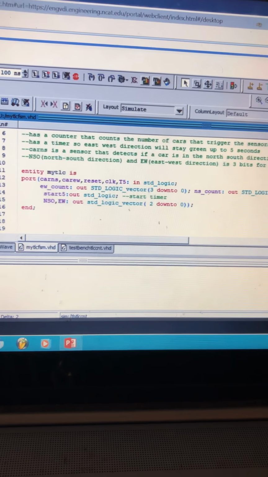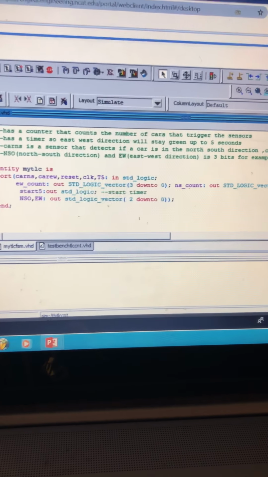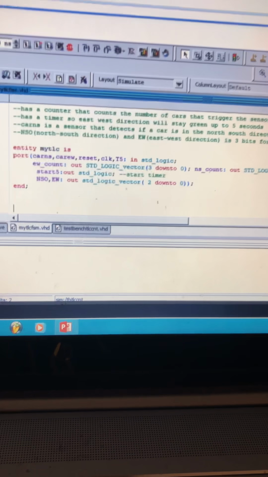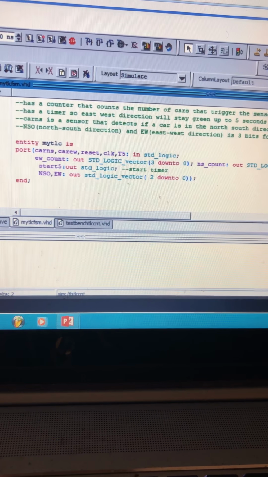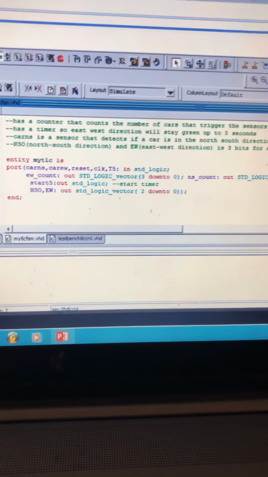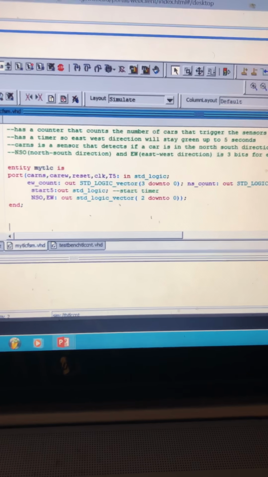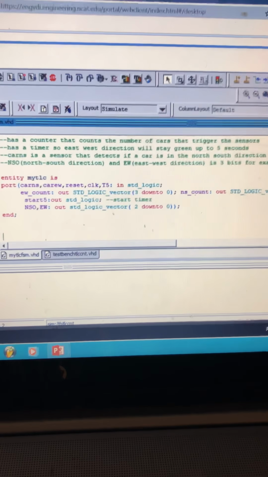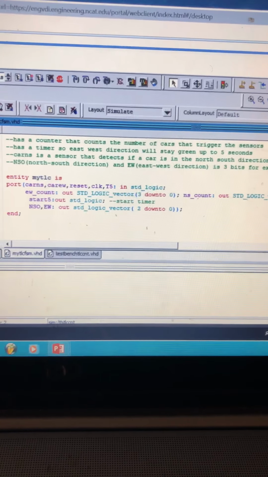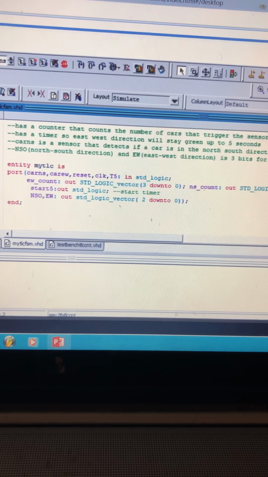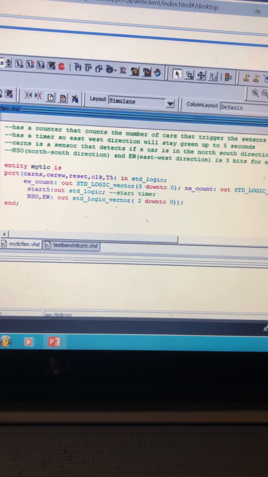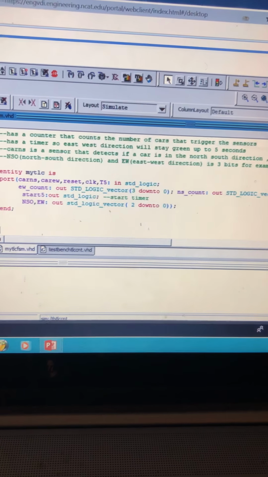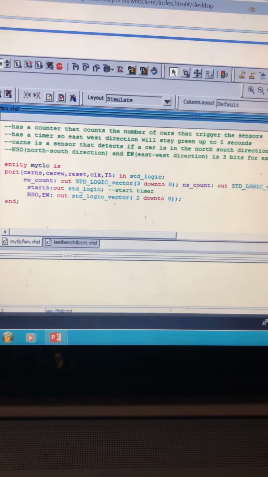So with my traffic light controller, I tie my counter component with my FSM. It has a counter that counts the number of cars that trigger the sensors. And my traffic light controller also has a timer, so the east-west direction will stay green up to 5 seconds.